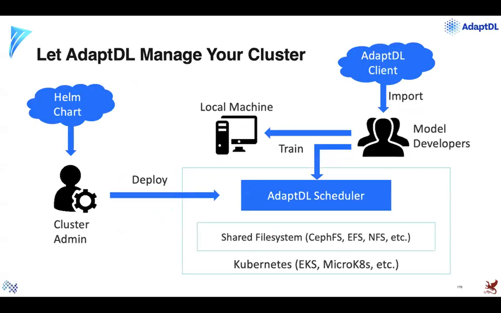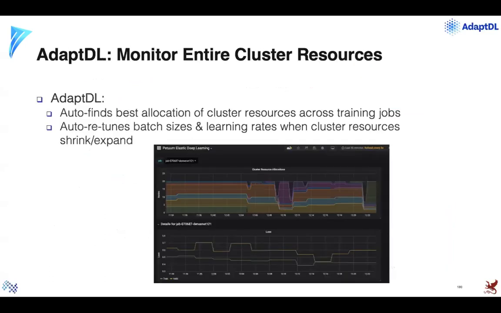And AdaptDL can be installed as a scheduler running on any Kubernetes cluster. After installation, any number of users may use the system and submit training jobs to the cluster, where they can be automatically scheduled by AdaptDL. Finally, AdaptDL also has many different monitoring tools for cluster administrators so that an organization can keep track of the utilization of its cluster resources.